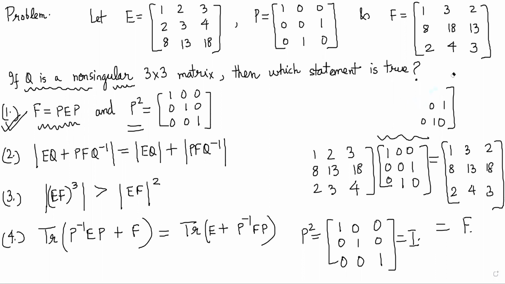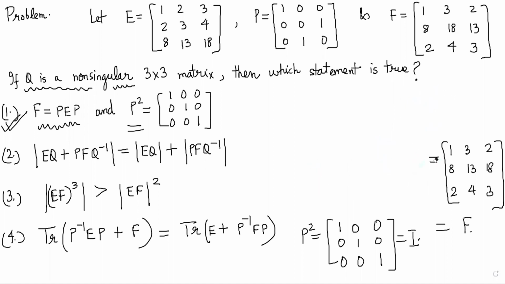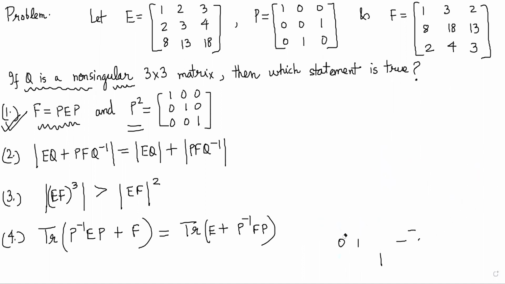I have confirmed option 1 is correct. I will just write the result there. So basically, I know already that F is equal to PEP and P square is equal to I. So this is known to us. Now this second option is talking about taking the determinant of this combined matrix and checking whether it is equal to the sum of the determinants of EQ and PFQ inverse, right?